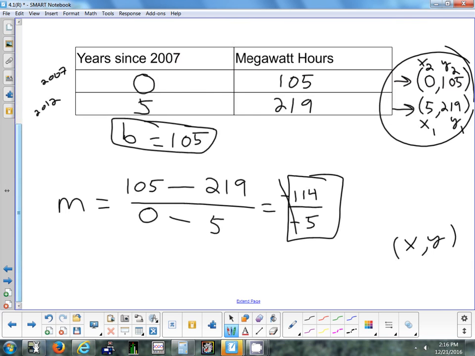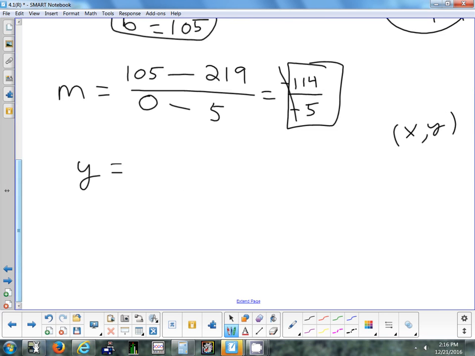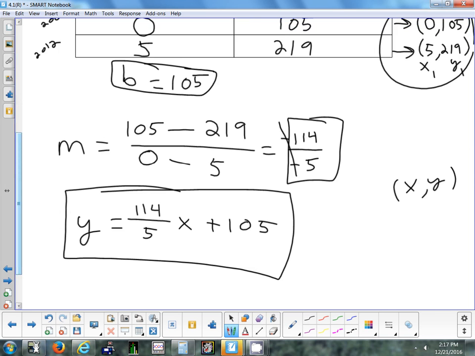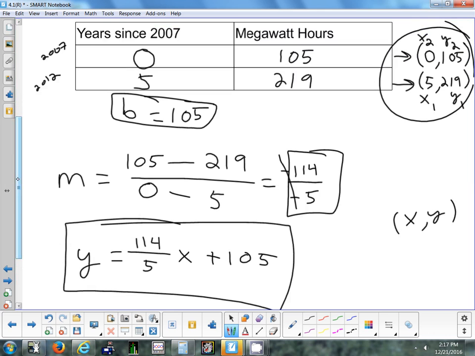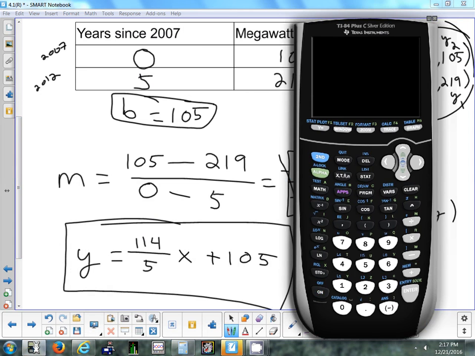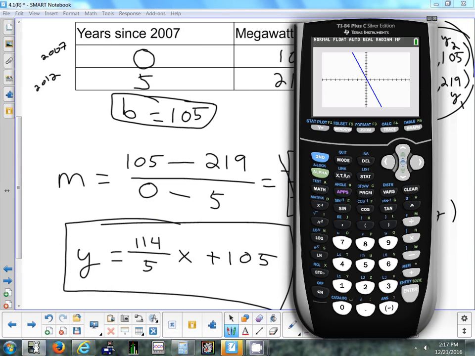So how does my equation start? Y equals. And what comes next? Shannon? 114 over 5 X plus 105. There's my equation. Now, quick question. If I plug in 5 for X, what should I get for Y? If I plug in 5 for X, I should get 219 for Y. Let me type it into my formula. Let's see if my formula actually works. I'm just checking my formula to see if it really works.